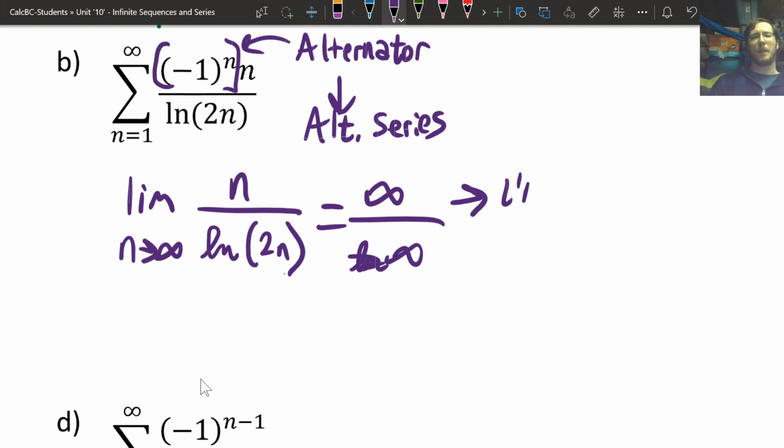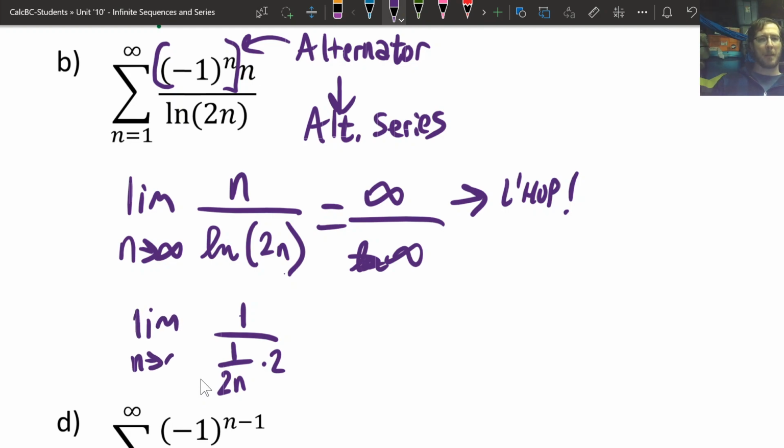L'Hopital's rule says we take the derivative of the top and the bottom. Derivative of n is 1. Derivative of natural log is 1 over the stuff on the inside times the derivative of the inside. So we're taking the limit of that. 1 over 2n times 2. Those 2's are going to go away, 2 over 2 is 1. So we're just left with 1 over n, which is just n. So as n approaches infinity, that's going to approach infinity. That is also not equal to 0.